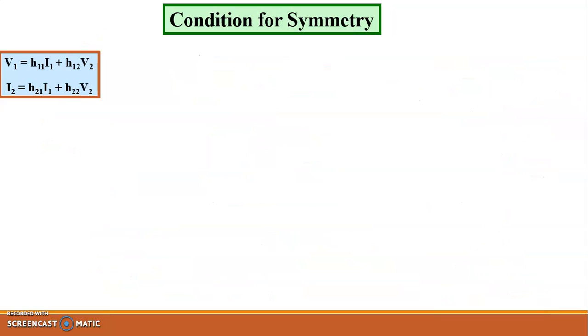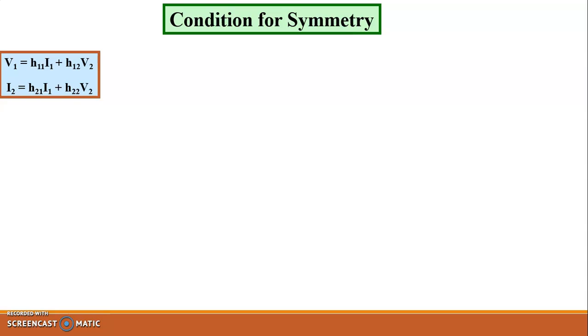Next, you have to study the condition for symmetry. For a network to be symmetrical, the voltage to current ratio at one port should be the same as the voltage to current ratio at the other port, with one of the ports open circuited. That means if you connect the source at a particular port and make the other port open circuit, then find the current to voltage ratio at that port, then interchange the conditions and find the ratio at the other port, both should be equal.